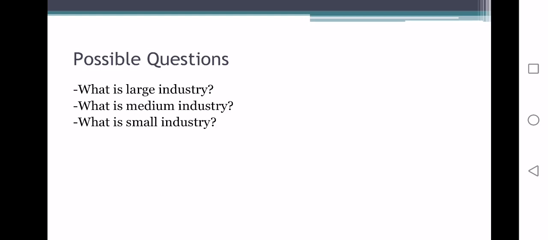And now you might find some combination of questions from lessons 1 and 2 with lessons 3 and 4. Like there might be a stem given, and you might be asked some questions like what is a large industry, what is a medium industry, and what is a small industry. So please read the definitions of these industries very carefully as well.